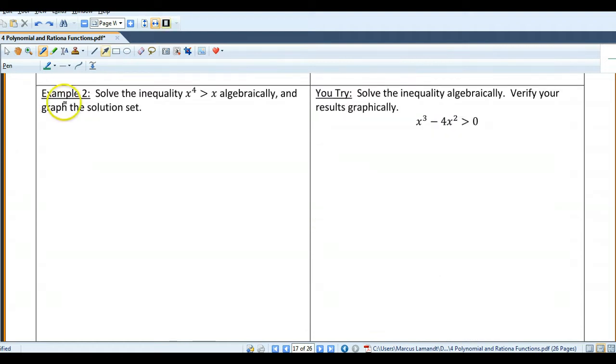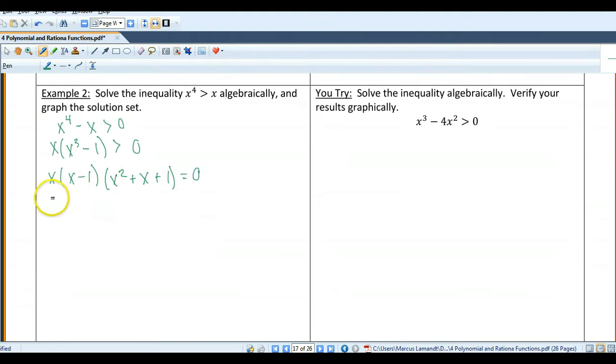Okay, solve the inequality x to the 4th power minus x algebraically and graph the solution set. Okay, so if I subtract x from both sides, I get x to the 4th minus x is greater than 0. I'm going to factor this: x times x cubed minus 1. Okay, now I'm hoping you guys remember your difference of cubes from Algebra 2. Hopefully. X cubed minus 1 factors to x minus 1 times x squared plus x plus 1.